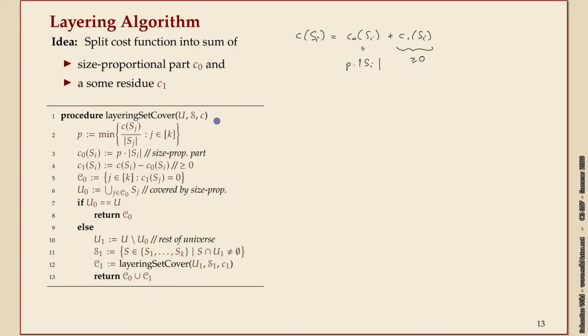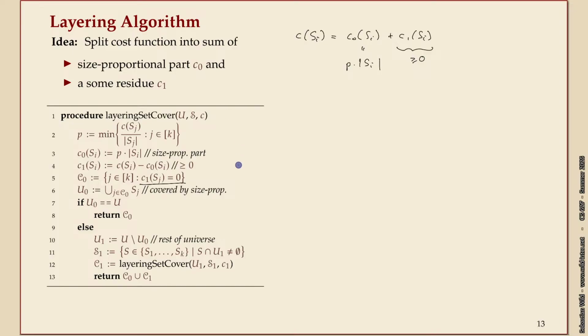So first of all, the algorithm in more structured ways, it finds p as the smallest such ratio, so the smallest proportionality constant for any size proportional cost. Then we set z0 as I just sketched here, that's the size proportional part, and c1 is the remainder. And then we just pick for our solution all the sets where this residue part is exactly 0. So all the sets that have the exact size proportional cost, these we pick in our solution for good. So the algorithm again has a greedy flavor, but it works a bit more on what greedy means here.